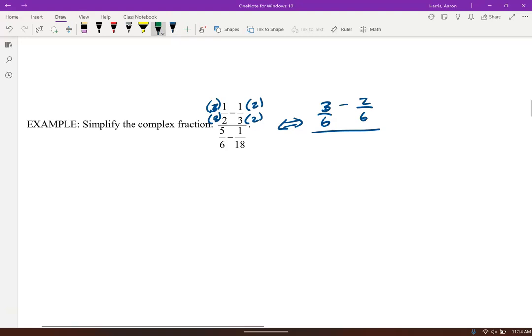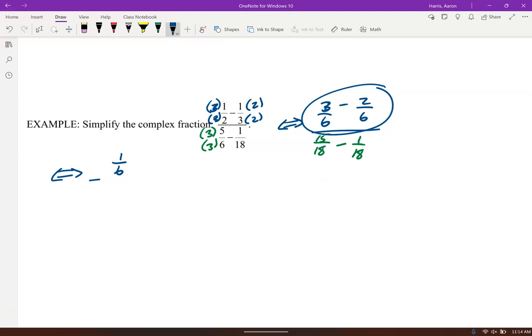And now let's do the denominator. Similarly, the common denominator on the denominator is 18, so I got 15 over 18 minus 1 over 18. So this becomes 3 minus 2 all over 6, so 1/6. Then we got 15 minus 1 all over 18, so we got 14 over 18. And I'm going to go ahead and reduce that 14 over 18, that's 7/9.